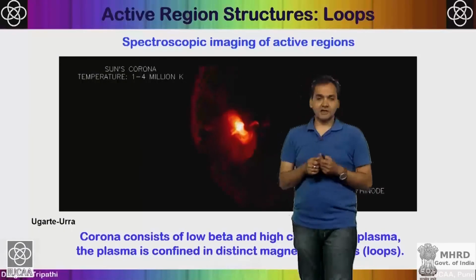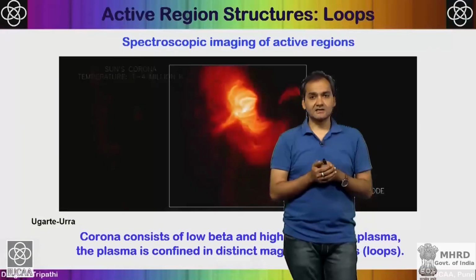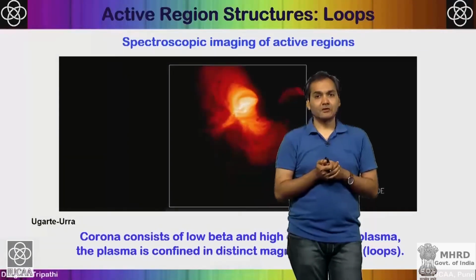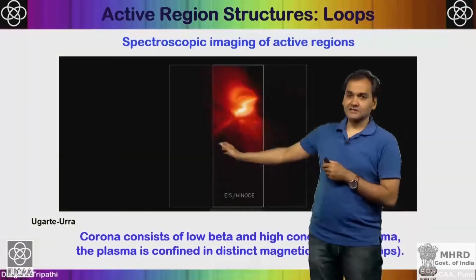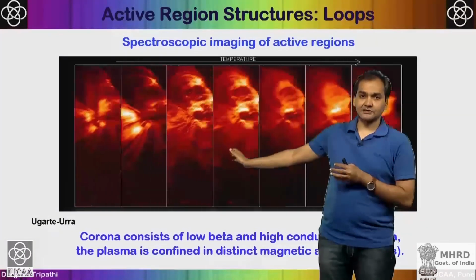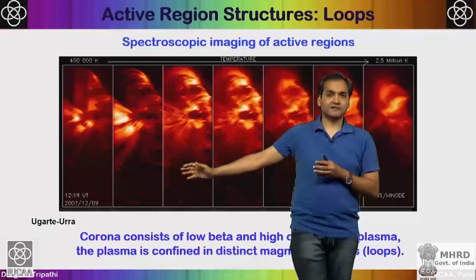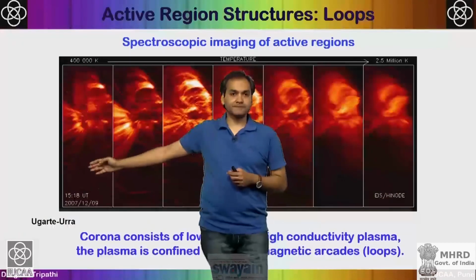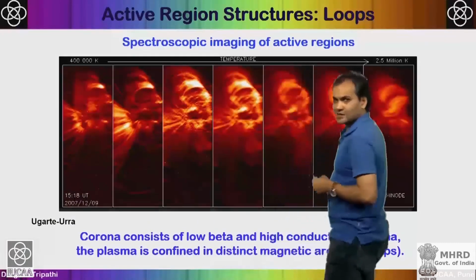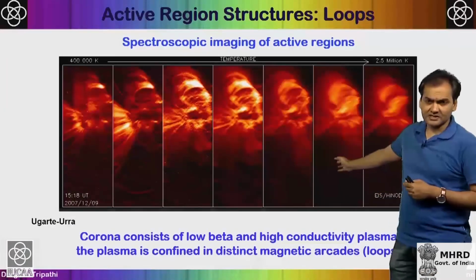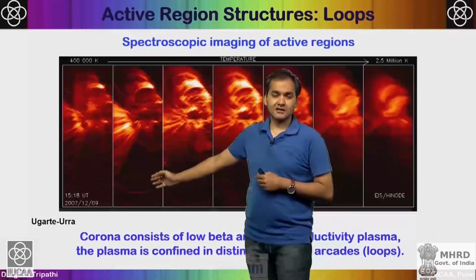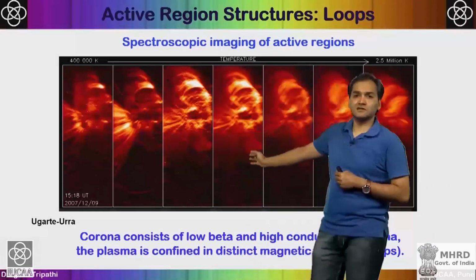In addition, there are not only loops. If you look at this animation which is taken from Hinode, it shows an active region in X-ray, and then the same active region being looked at different temperatures at the same time. Here is the lowest temperature, going up to the high temperature, and you see that the structures within that given active region are at various different length scales.